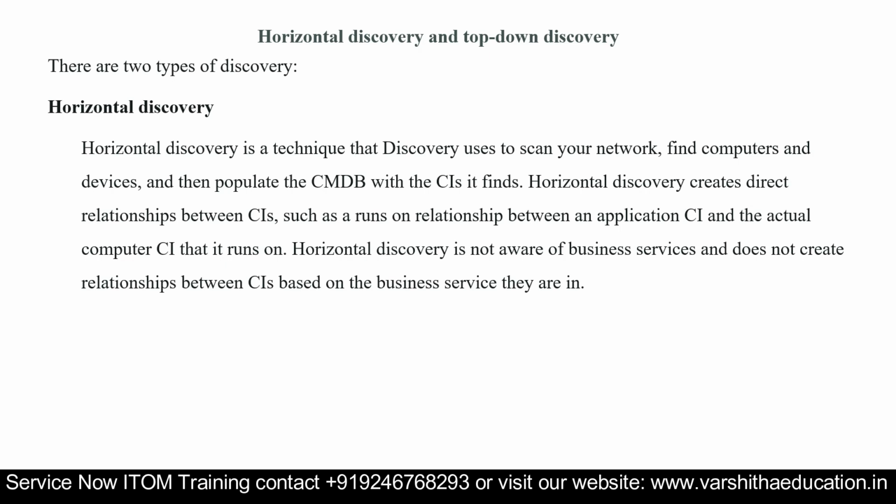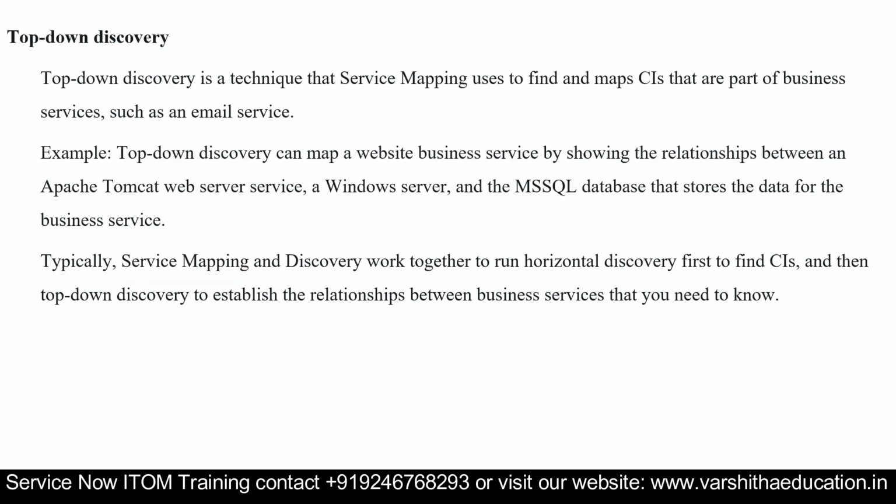If you don't have any relationship between the CIs, then we don't have any knowledge to make it a relationship, and we are just blind. That's why the horizontal discovery technique is used to make relationships between the CIs. And this is the first one, horizontal discovery. And top-down discovery is also there.